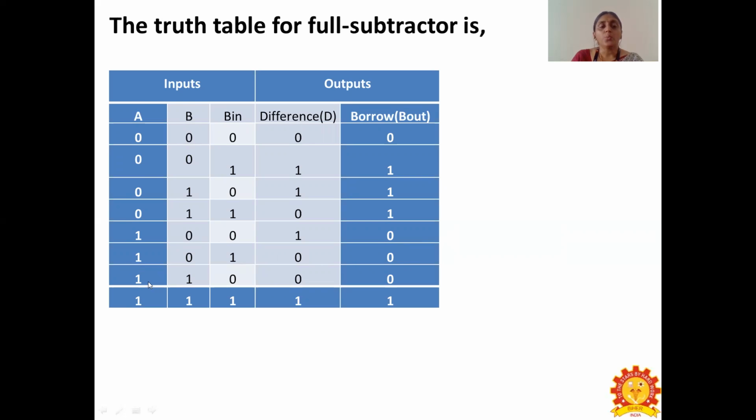And next input 1 1 0, that is A value as 1, B value as 1 and borrow input value as 0. Here the difference D we get in the output is 0 and the borrow output value here is 0. And the last input combination A value as 1, B value as 1 and borrow input value as 1. And here we get the output value for the difference as 1 and the borrow output value as 1.